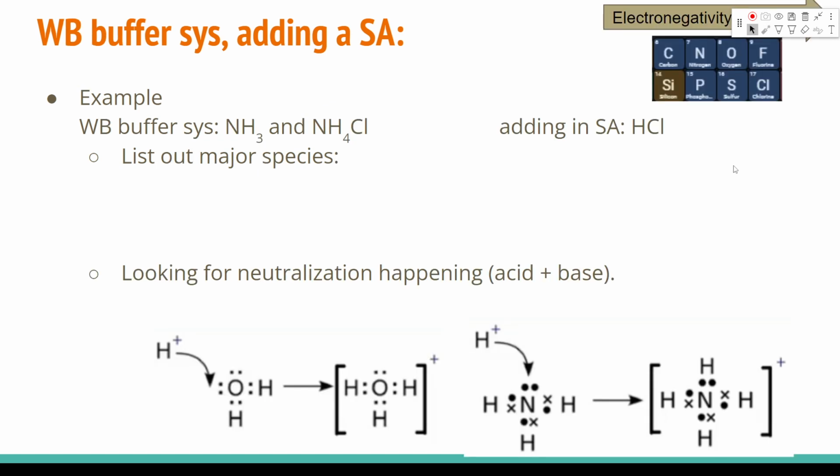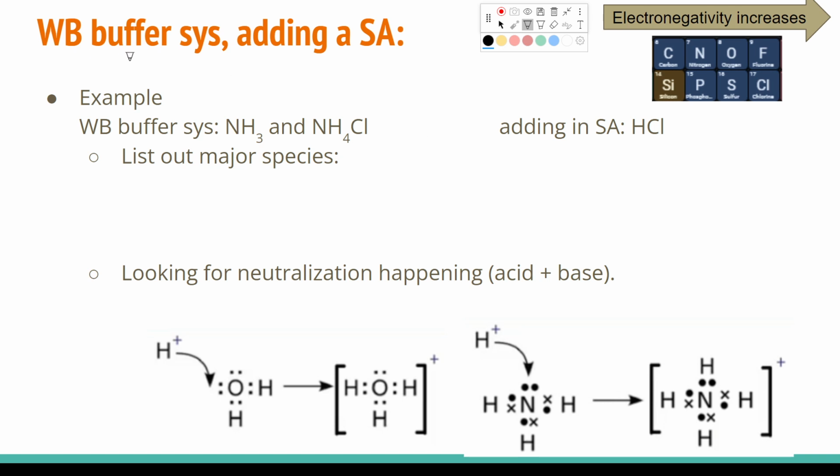So here is the next example. So I have it here. I also have this little picture here, and I'm going to use that picture to talk about electronegativity. So we're going to talk about that in this example. So we're going to list out the major species. I'm not going to do it the same exact way as the previous example just because I don't need to go through every single one.